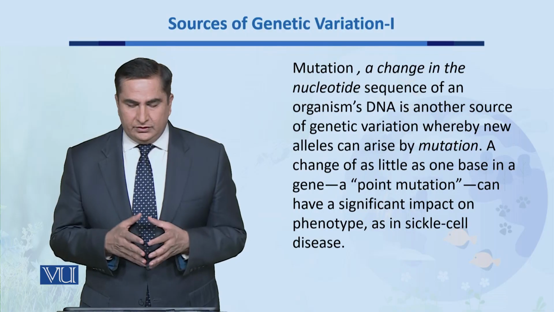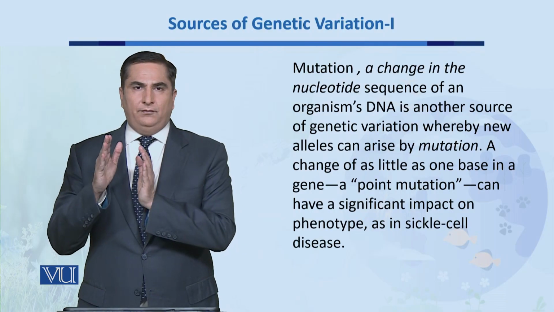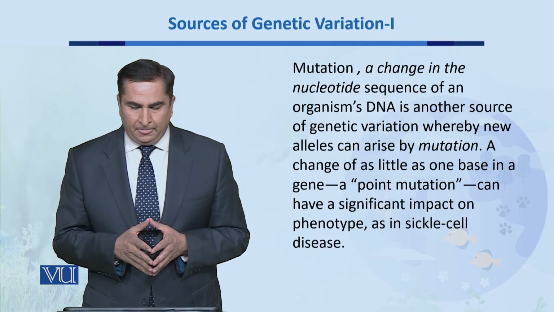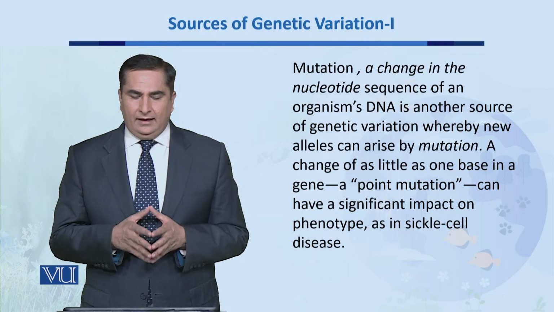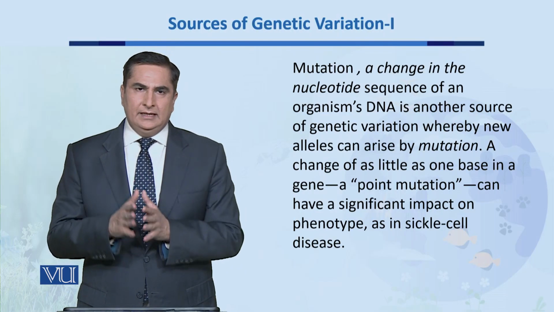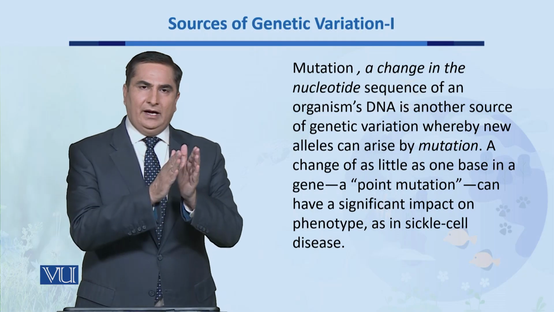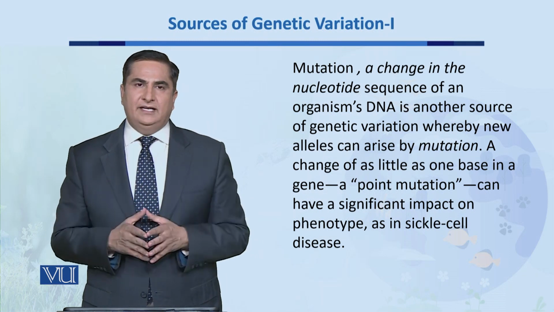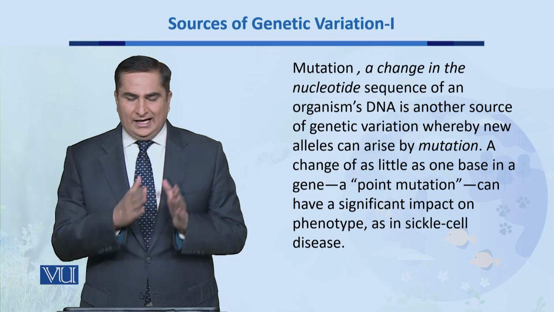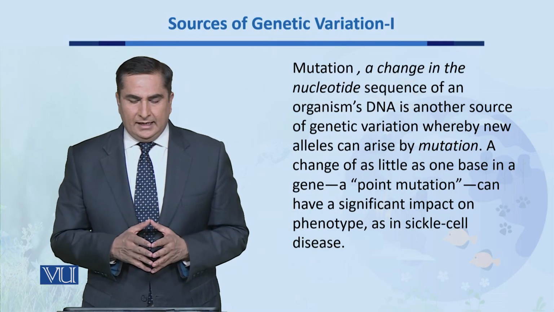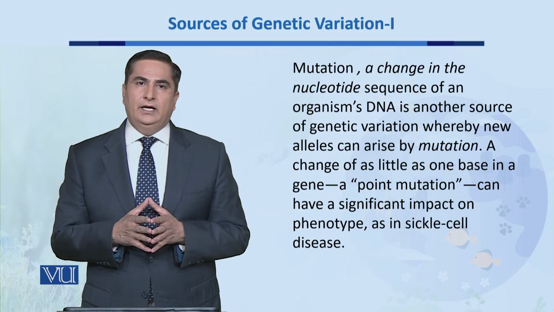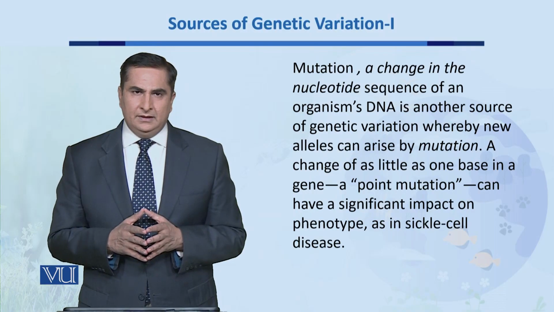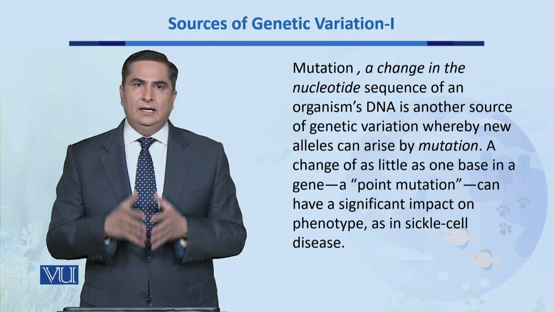Mutation, which is a change in the nucleotide sequence of the DNA of an organism, is another source of genetic variation, whereby new alleles can arise by simple mutations. Change in the DNA can give rise to the formation of new alleles, and it is the raw material for genetic variation. A change of as little as one base in a gene, also known as a point mutation, can have a significant impact on phenotype. The example is sickle cell anemia.